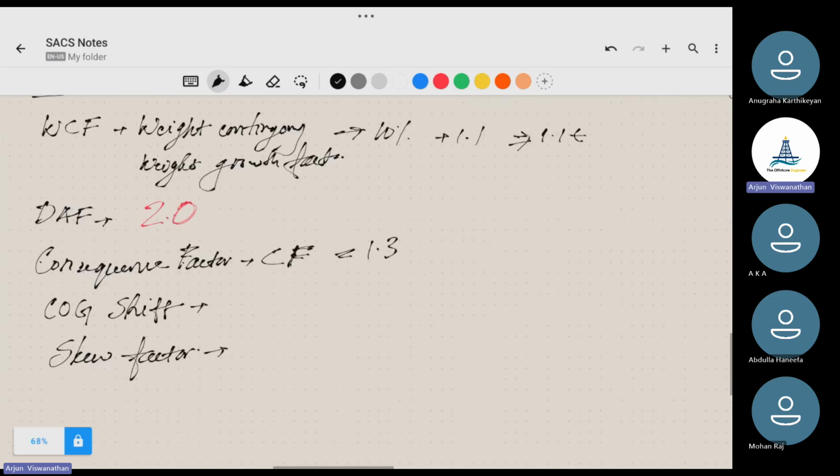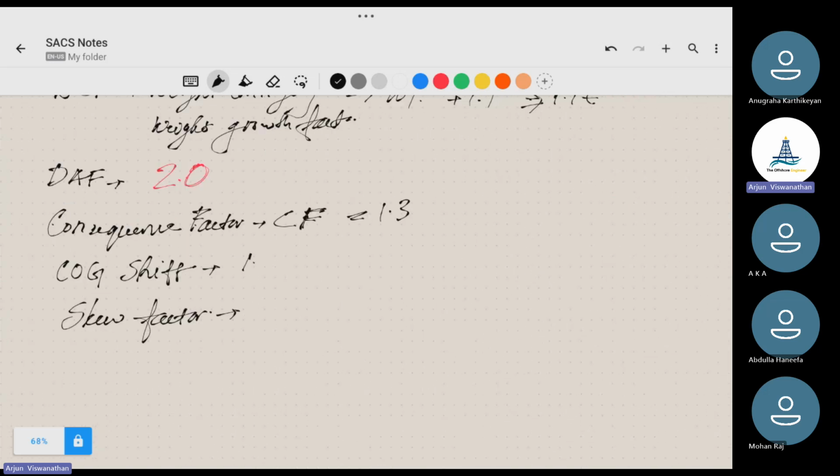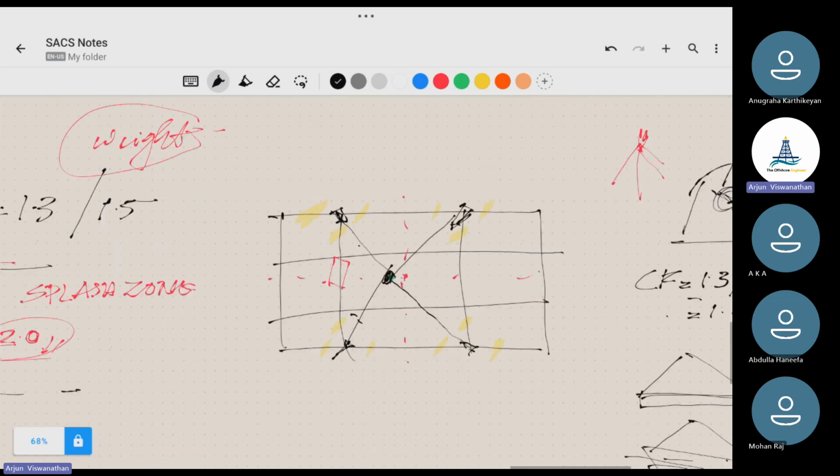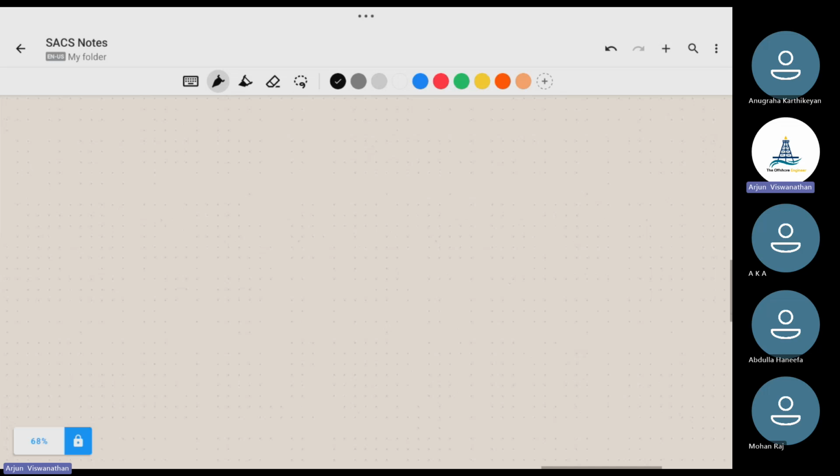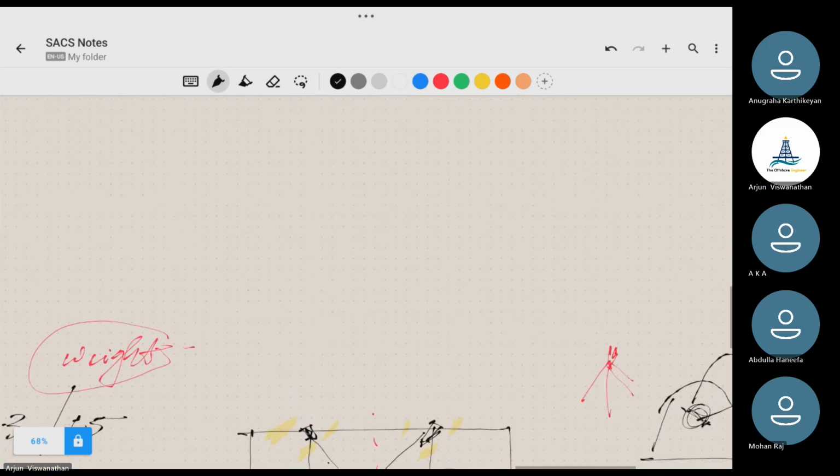This COG shift factor, the general value is 1.05, but some clients will ask us to actually simulate a COG shift. Sorry, today I am focusing more on the theory part, so that you understand what we are doing rather than directly doing it. Is it okay with you? Okay, yeah, no issue. Very much.